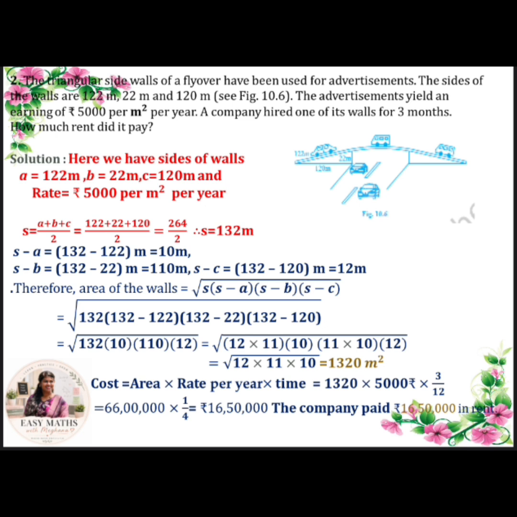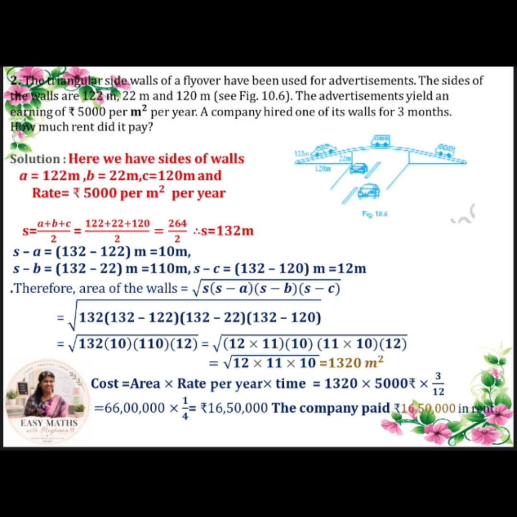First thing, what is given here? Here the three sides of the wall are given, that is a is equal to 122 meter, b is equal to 22 meter and c is equal to 120 meter. And also the rate per year is given as rupees 5000 per meter square. Now by using the semi-perimeter formula, s is equal to a plus b plus c divided by 2, I can substitute the values of a, b and c, that is 122 plus 22 plus 120 divided by 2.